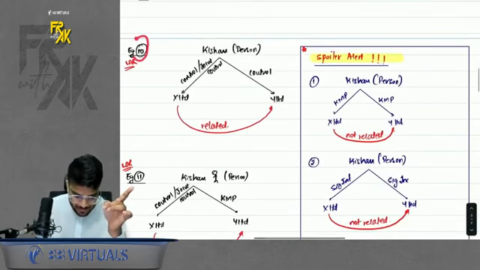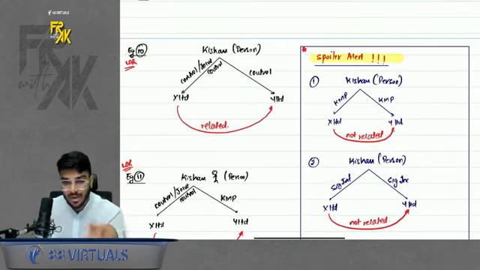Remember the hint? So these two examples and this spoiler are important as of now, for whatever we have studied till now.